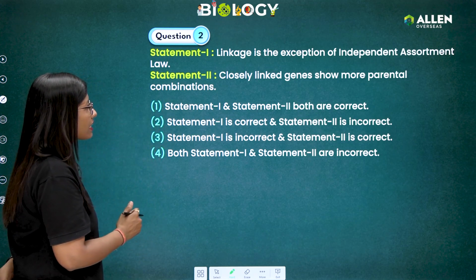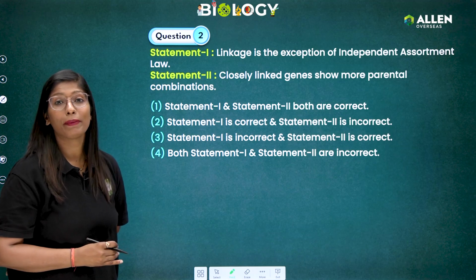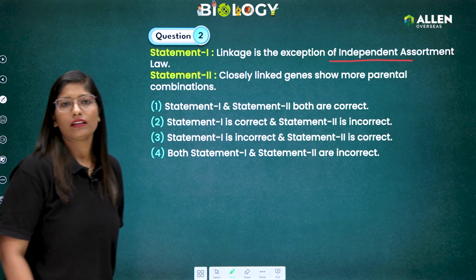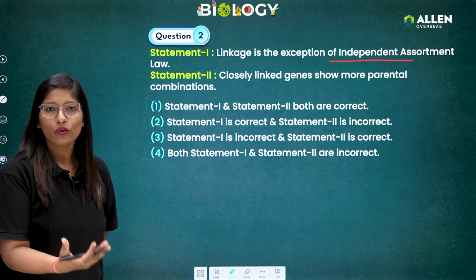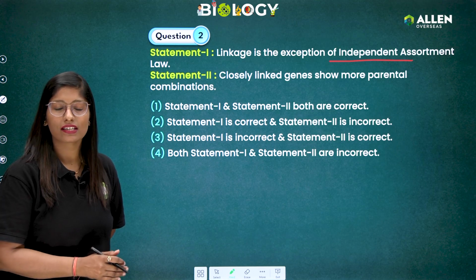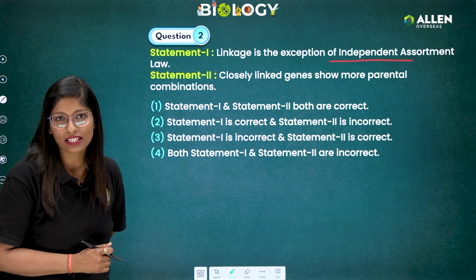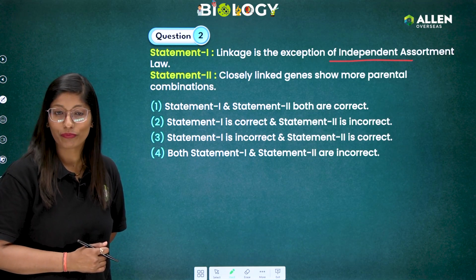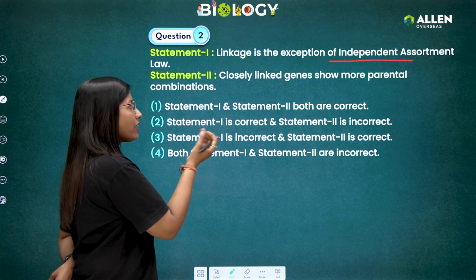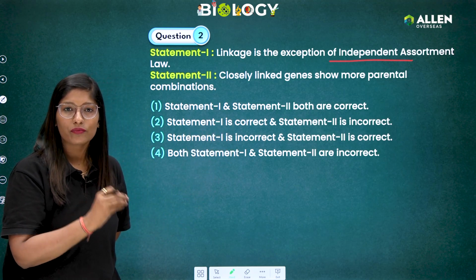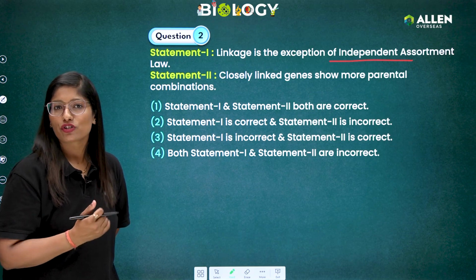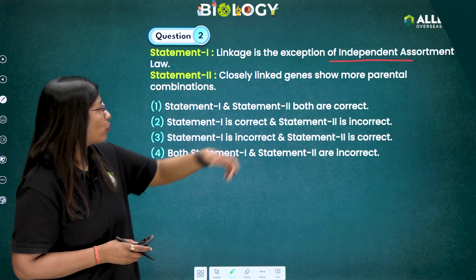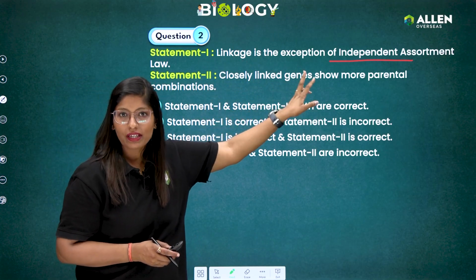So here statement 1 says linkage is the exception of independent assortment. Now, if you remember Mendel's law, then Mendel performed monohybrid cross, and based on that he gave two postulates, that is postulate of dominance and the postulate of segregation, whereas the postulate for independent assortment was based on the dihybrid cross of Mendel, right? So here independent assortment was a law which was formulated based on dihybrid cross, and the exception to this law is linkage. So you can say linkage is exception to independent assortment.